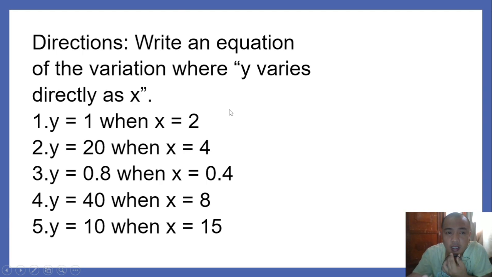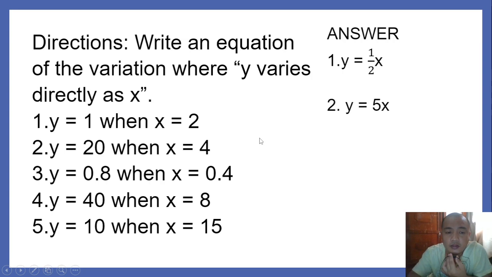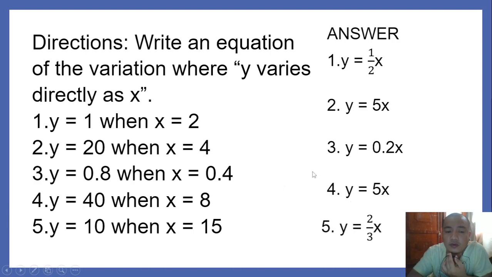If you solve for K, just divide Y by 2. So that's equal to 1/2. Then substitute K into Y equals KX. So for number 1, Y equals 1/2 X, because K is 1/2. Next, just divide 20 by 4, that is 5. 5 is the constant of variation. Therefore, the equation is Y equals 5X. Then 0.8 divided by 0.4, 0.2X. 40 divided by 8, 5X. And number 5, 10 divided by 15, 2/3 X. Y equals 2/3 X.